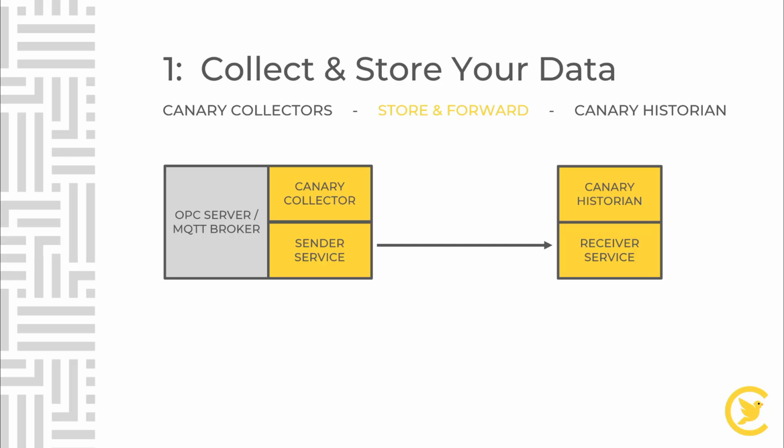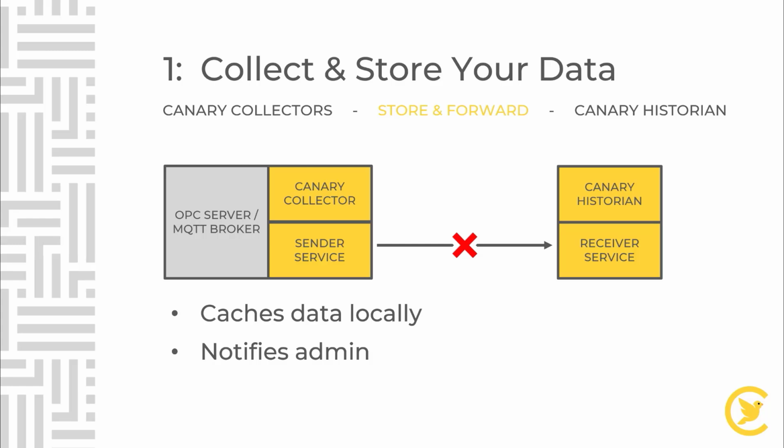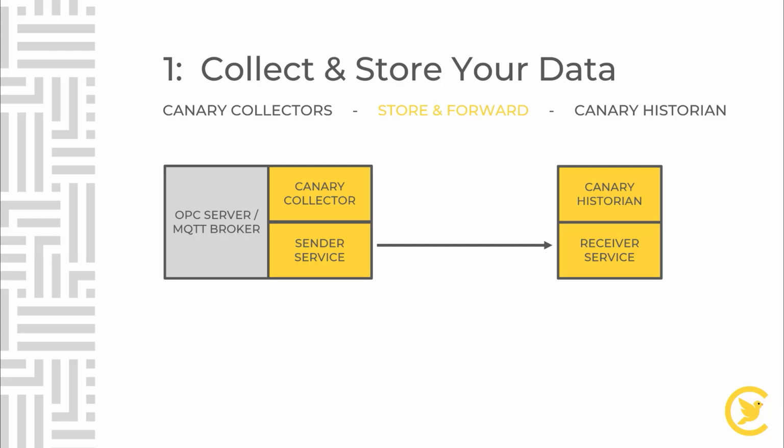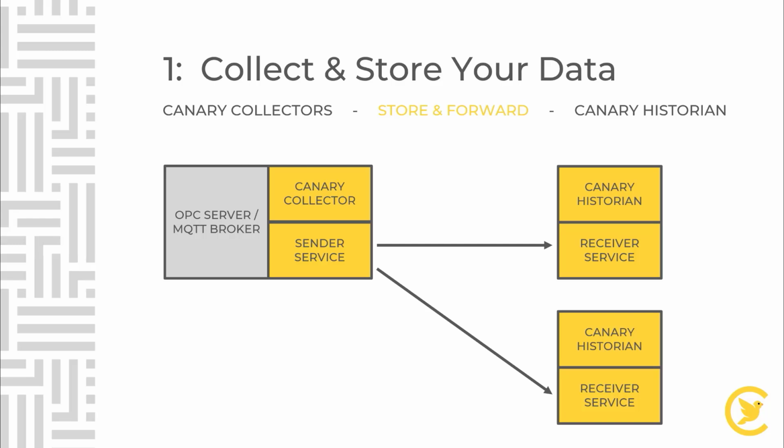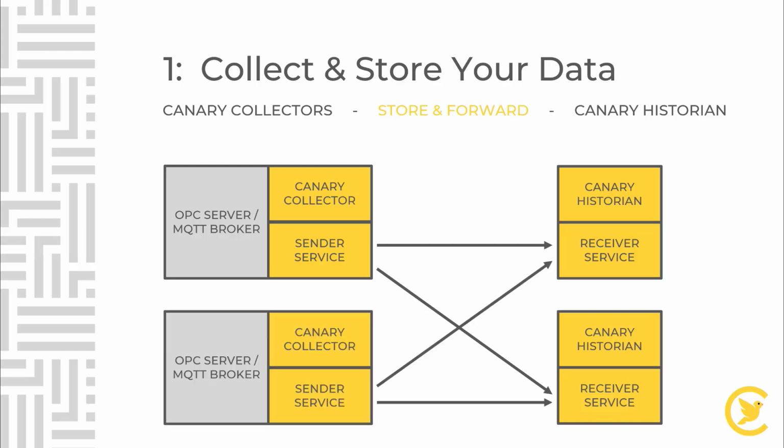If for any reason the network is not available, that's okay. All the data will be cached locally, and the administrator will be notified that we are no longer receiving data into the Historian from that logging instance. When the network connection is available again, we will automatically backfill the data in real time. The system allows for dual logging and sending data from one sender to multiple receivers and historians.